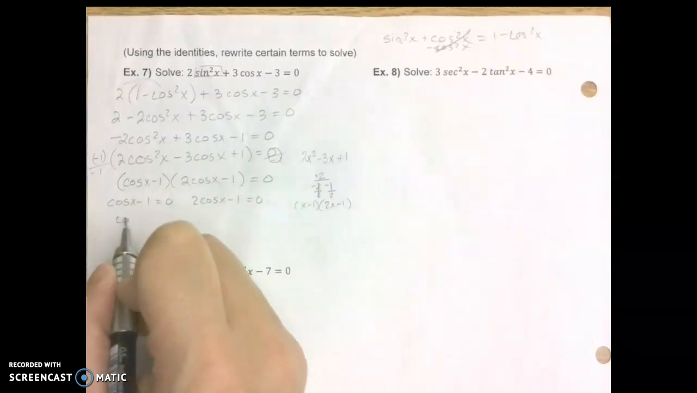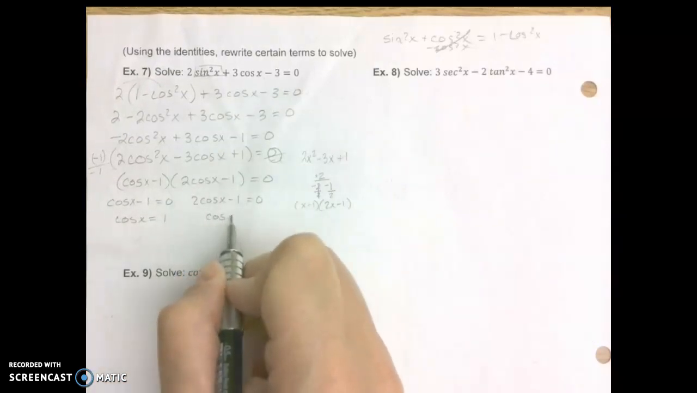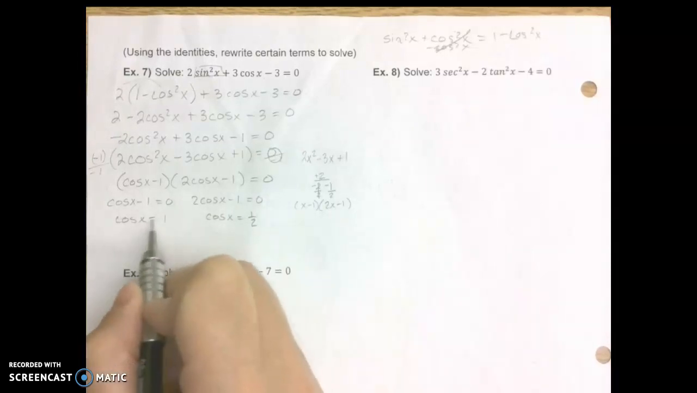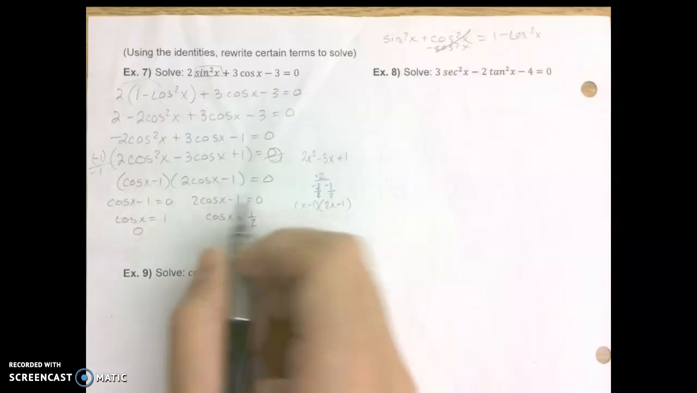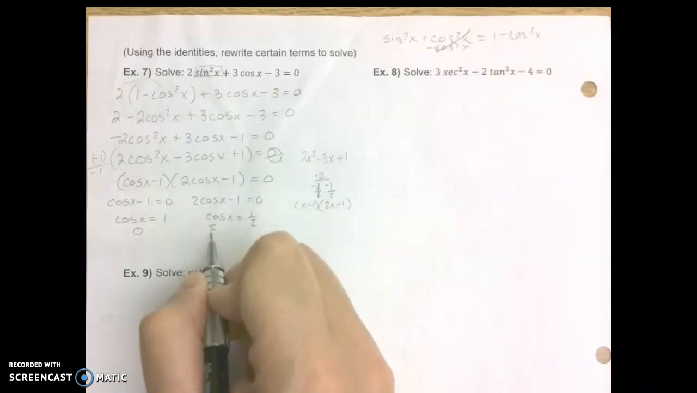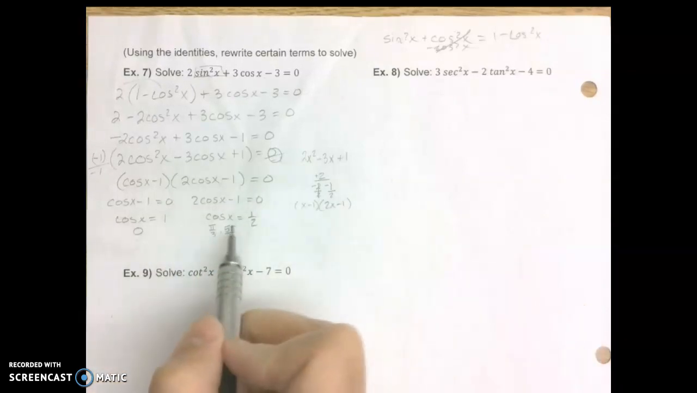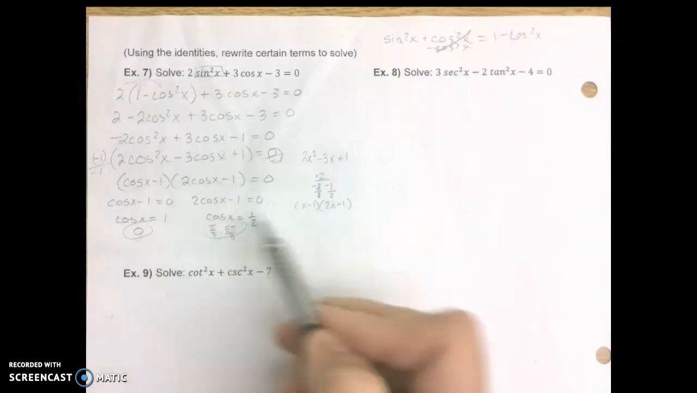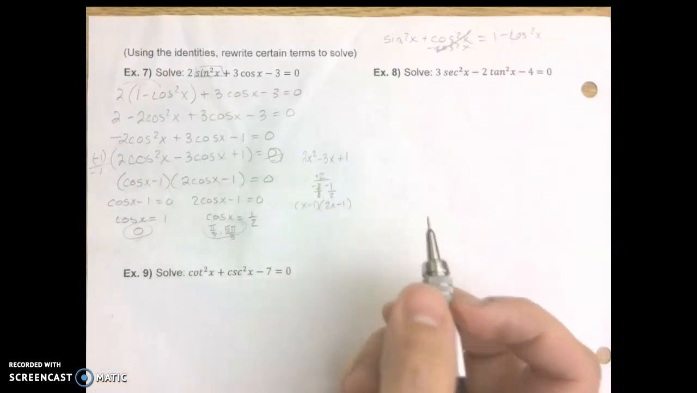Okay, this will be cosine of x equal to a positive 1. This will be cosine of x equal to a positive 1/2. So being a positive 1, that's going to occur at 0. Positive 1/2 will occur at pi over 3 and 5 pi over 3. So if I just want those solutions between 0 and 2 pi, I would just leave 0, pi over 3, and 5 pi over 3.